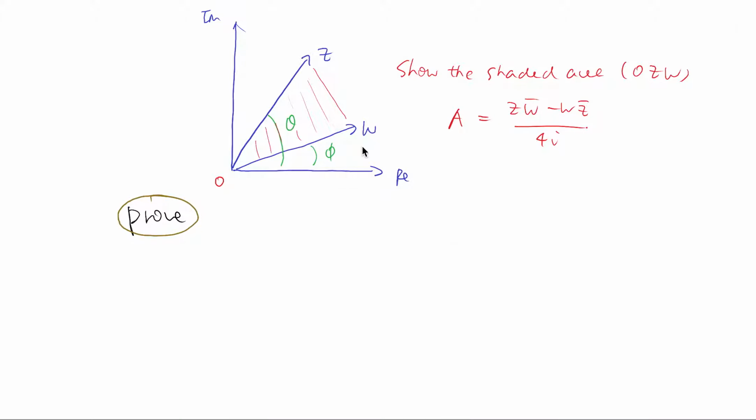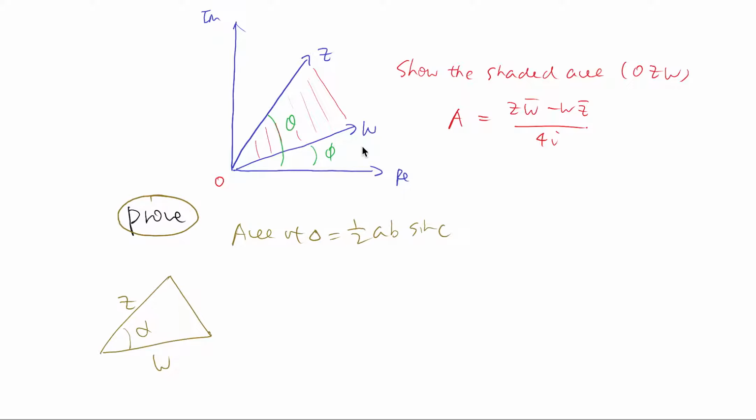The area of any triangle. Okay, so this is a triangle, this is your Z, this is your W, and this is the angle in between, just call it alpha. Okay, so the area of any triangle equals half ab sine C.